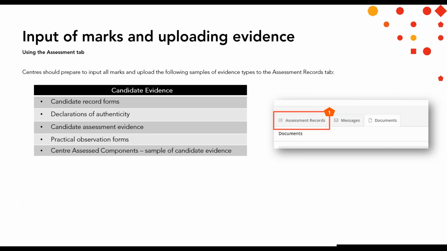So that's under the assessment records, where you would see all your candidates listed. Just to repeat that, you need to see the candidate record form per candidate sample, the declaration of authenticity per candidate sample, the evidence per candidate sample, and the practical observation forms per candidate sample.